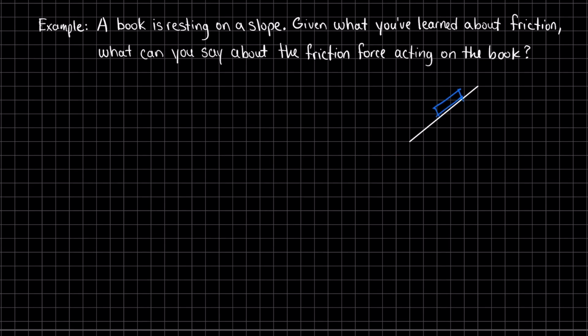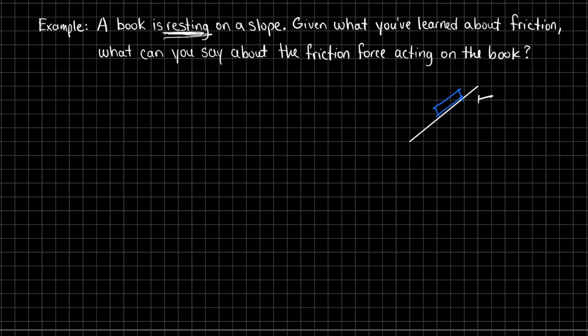This example reads, a book is resting on a slope. Given what you've learned about friction, what can you say about the friction force acting on the book? So we just learned that there are two types of friction, one for motion, one for objects that are not in motion. Because this book is resting on a slope, only one of these types of friction applies.